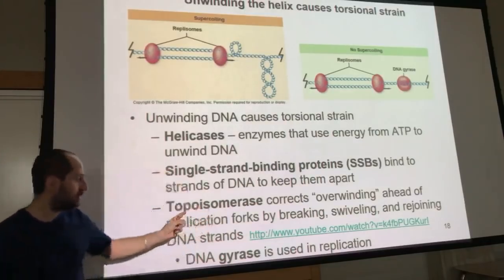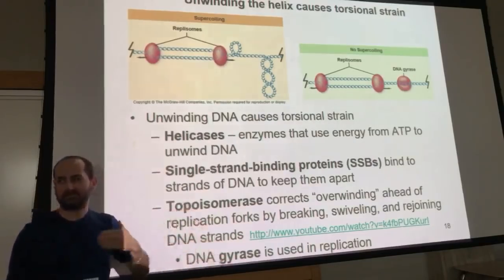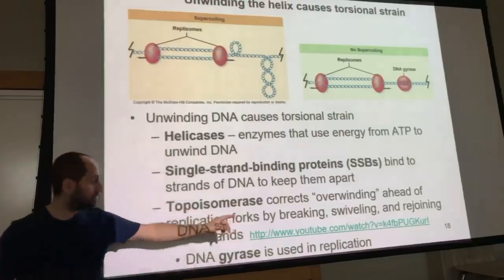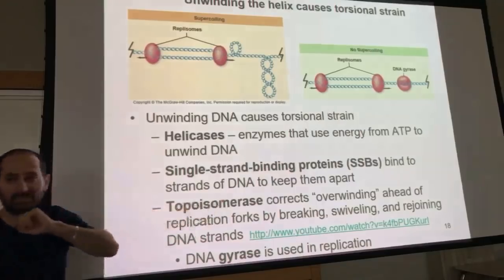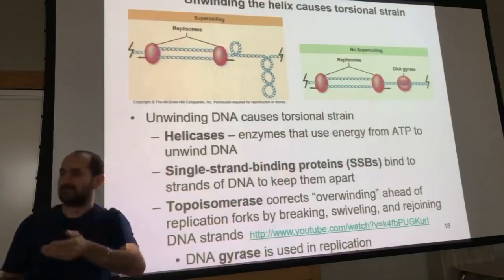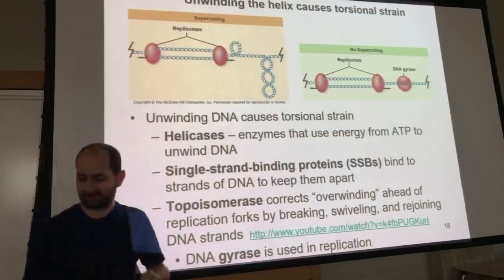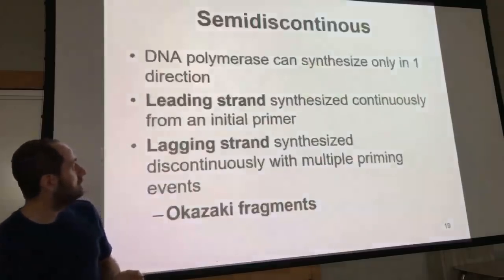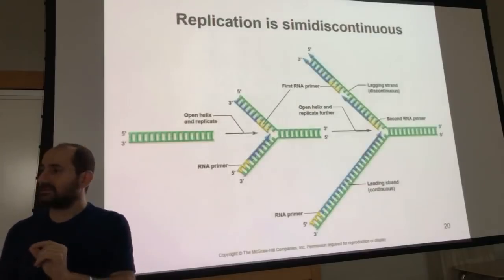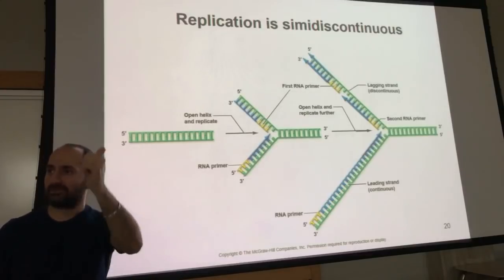And we should know that topoisomerase, aka gyrase. Okay, gyrase, topoisomerase, same thing. Gyrase is an example of topoisomerase. This one corrects overwinding ahead of the replication fork by breaking, allowing the DNA to unswivel and reannealing the DNA. So it basically corrects the overwinding. It corrects that supercoiling we talked about. Then we talked about leading strand and lagging strand. Remember the lagging strand, you get Okazaki fragments because you keep building backwards. You need multiple primers.